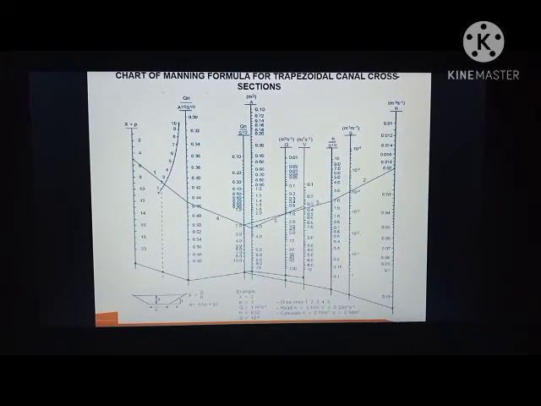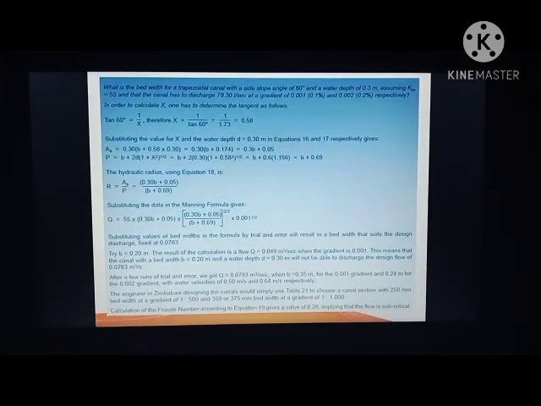As you can see, I don't really understand this, but you will see that this is the chart for Manning formula in trapezoidal canal. Next is a sample problem.